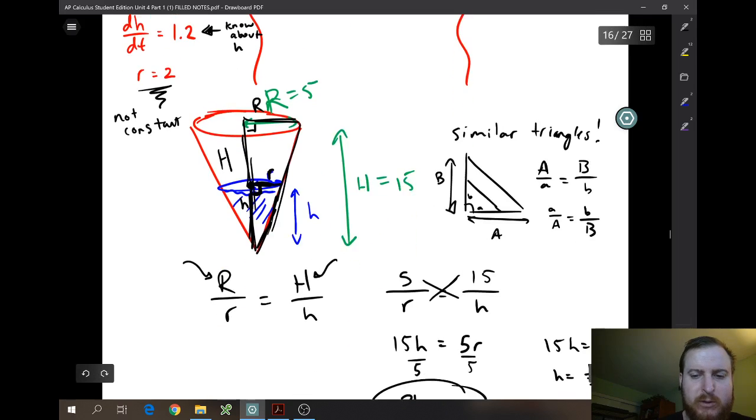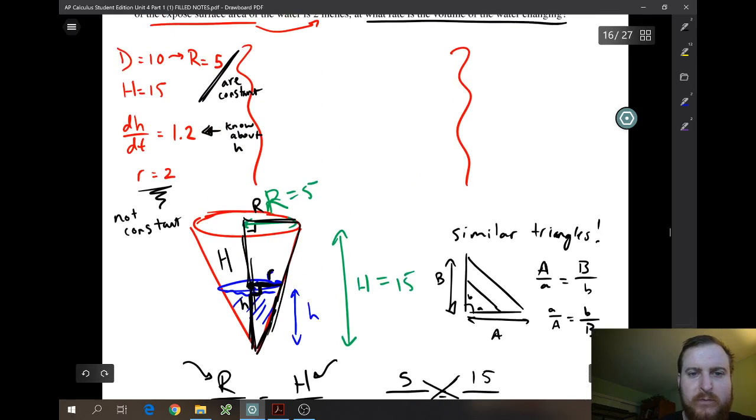Basically in our middle case, we're going to have two formulas. Our first formula is the one we just had, which was 15h equals 5r. I'm going to write it like that. And then our other formula, I'm going to skip a few lines, will be V equals 1/3 pi r squared h. That's the formula for a cone if you look on your table.